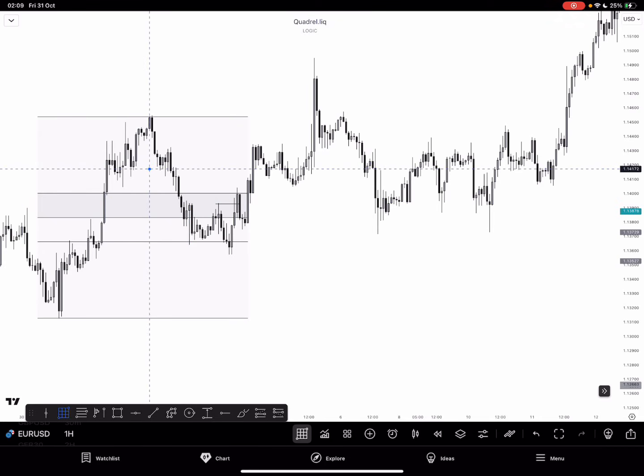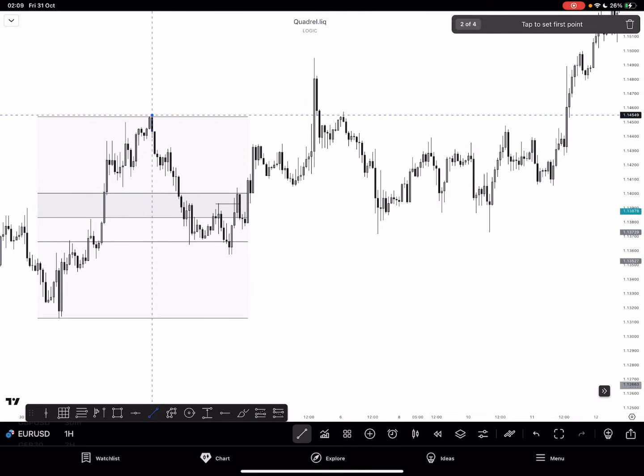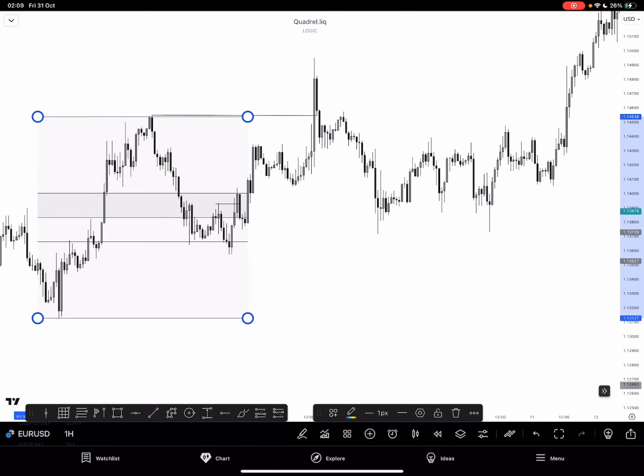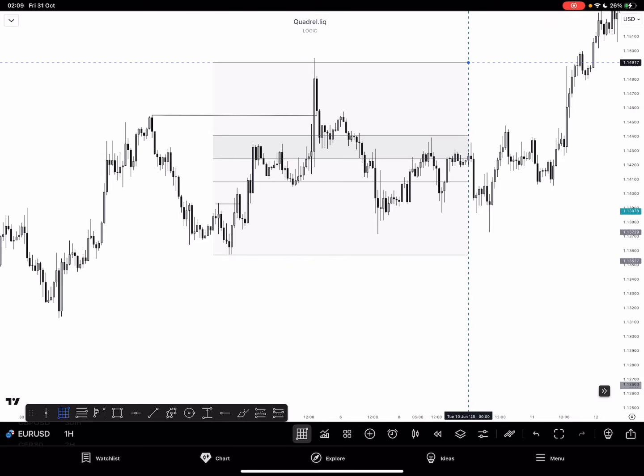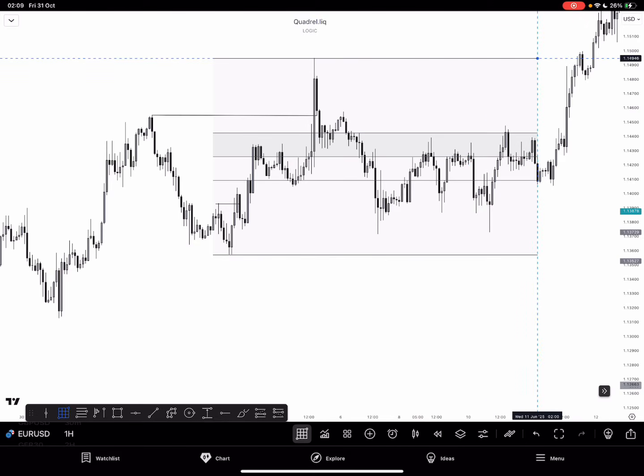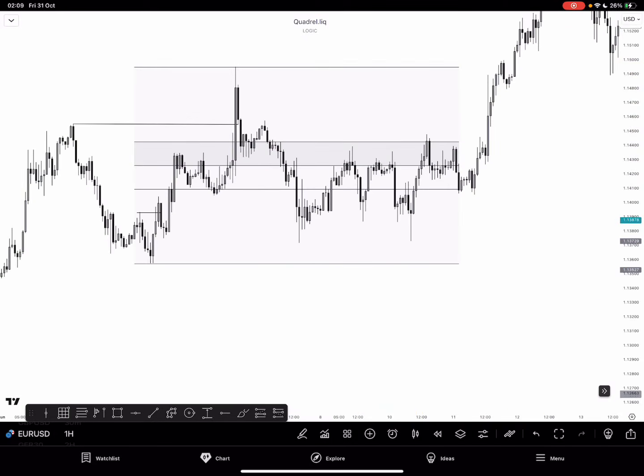So you have another break of structure here, right? So all you just have to do, your premium and discounts, right, from this low to this high. In this case, we have this low, this high, this low, this high.